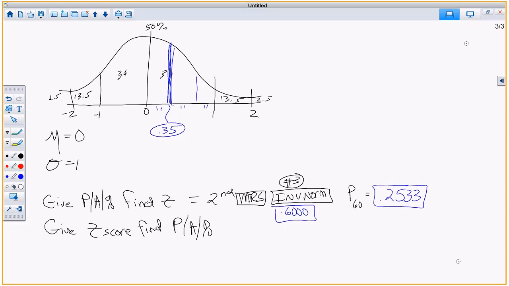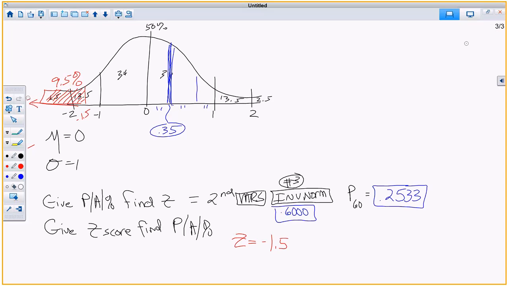Now let's do it the other way. Let me give you a z-score of negative 1.5. So I'm giving you z equal to negative 1.5, and I want to find the area from the left up to negative 1.5. What's 2.5 plus 6? 8.5. So I think it's going to be around 8.5%. How did I get that? I took half of 13, which is 6.5, plus 2 is 8.5. Let's say it's around 9.5%.